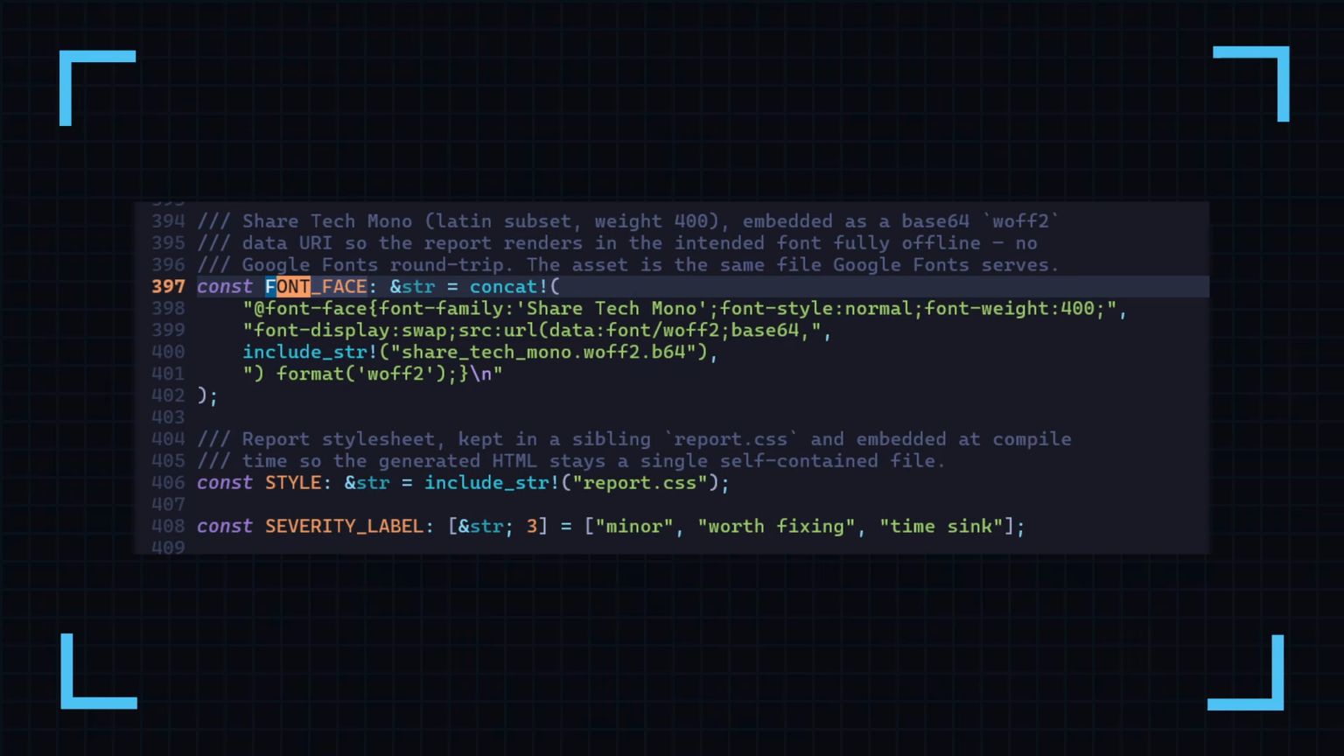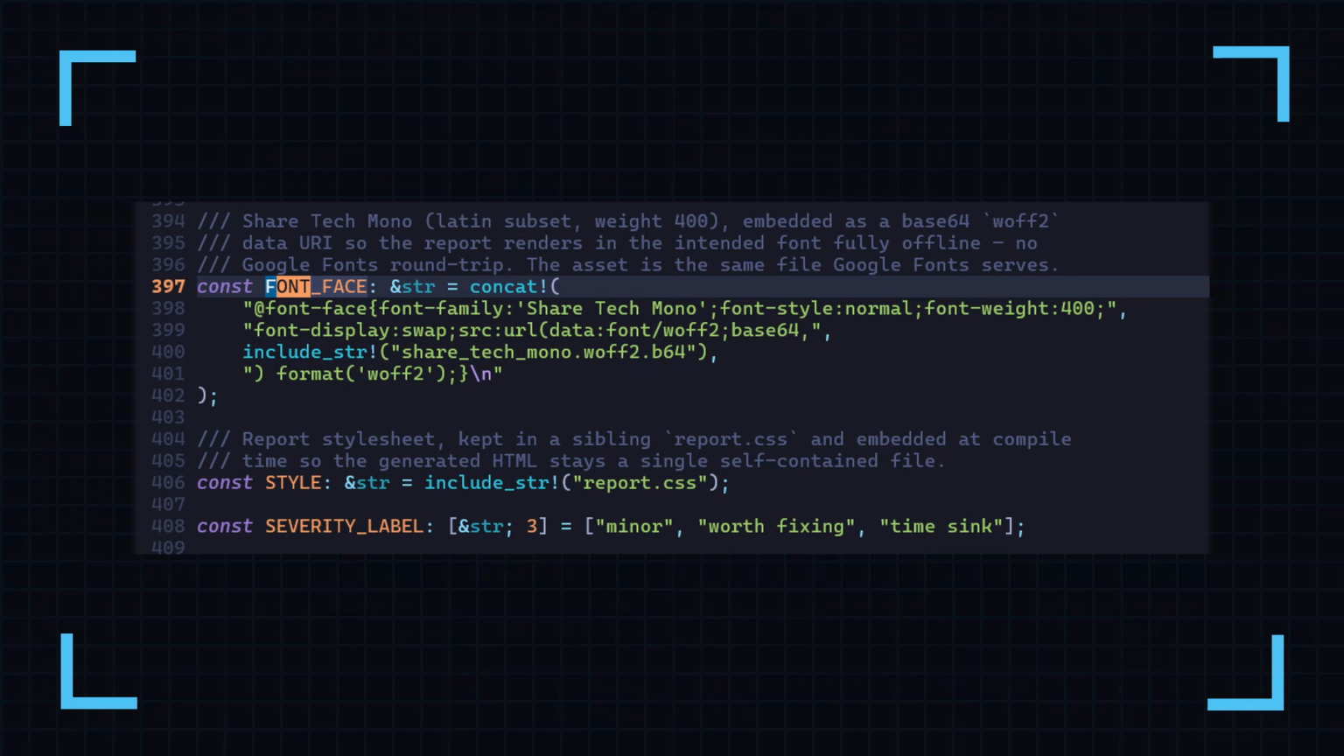Font face and style are also embedded at compile time using include string. The font is base64 encoded, so the report that gets generated is one completely self-contained HTML file that needs zero network access to view, even fully offline. The styles actually used to live inline on this file, and I pulled them out into report CSS just for more readability.